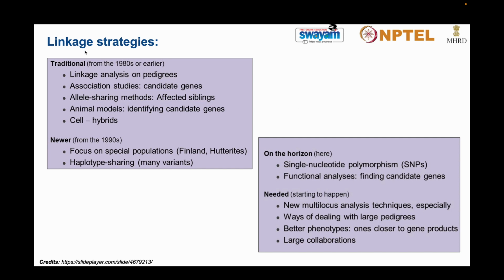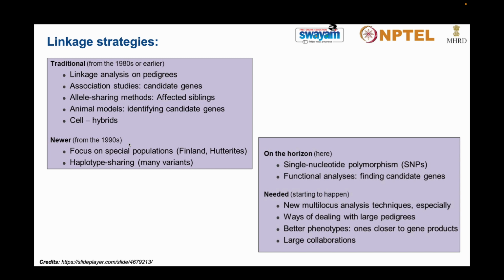So if we look at the traditional strategies which arrived in the 1980s or earlier, there was linkage analysis on pedigrees, association studies such as the candidate gene approach, allele sharing methods, affected siblings were studied, then animal models were used to identify the candidate genes and cell hybrids were created.